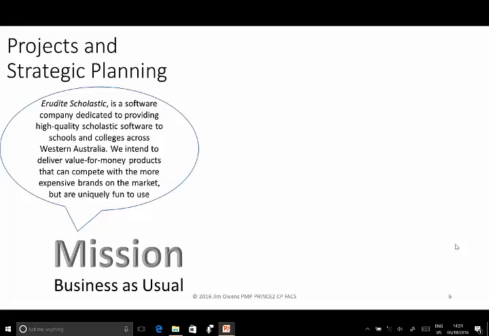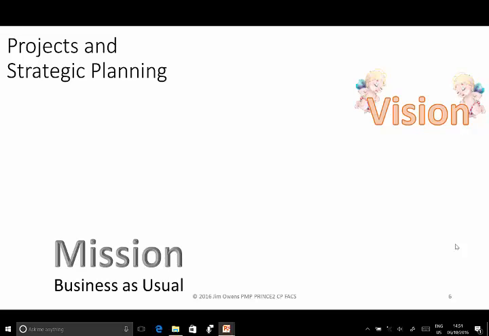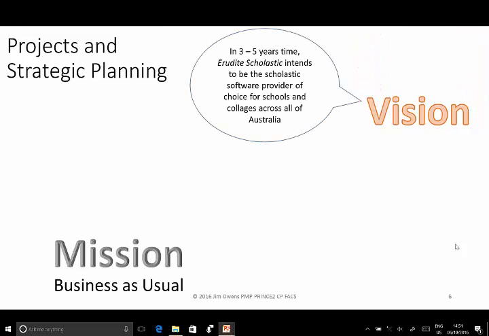But in order to grow and compete in the marketplace, the organisation should also have a plan for the future, and this plan is called the vision statement. An example of Erudite Scholastic's vision statement might be, in 3 to 5 years' time, Erudite Scholastic intends to be the scholastic software provider of choice for schools and colleges across all of Australia. But how does the organisation achieve its vision?